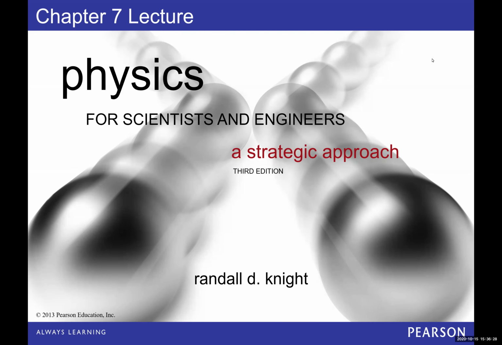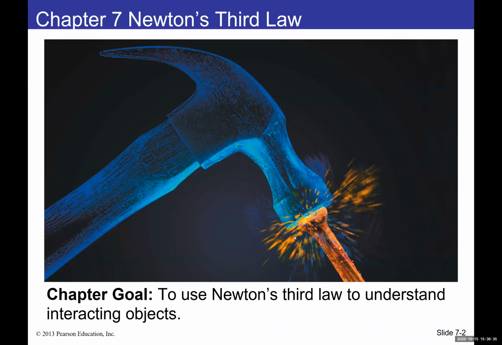All right, everyone. So this is chapter 7, which is in a way still continuing some of the application of Newton's laws of motion. This chapter specifically covers Newton's third law, the action-reaction forces. That means when you have two interacting objects, they exert force on one another. So for example, in this image, you have a hammer and a nail.